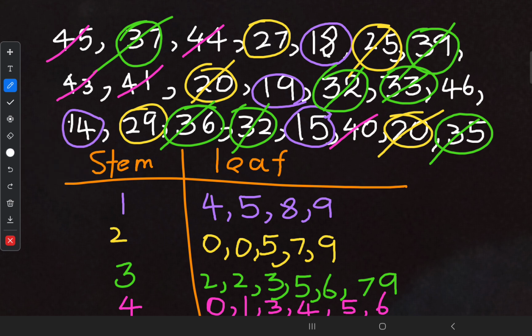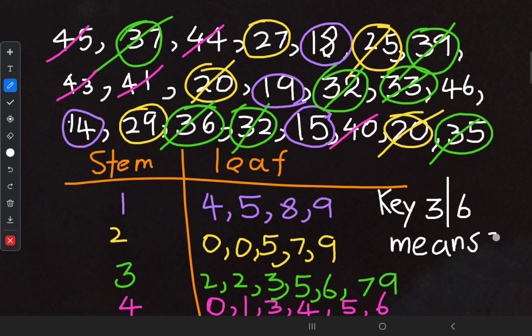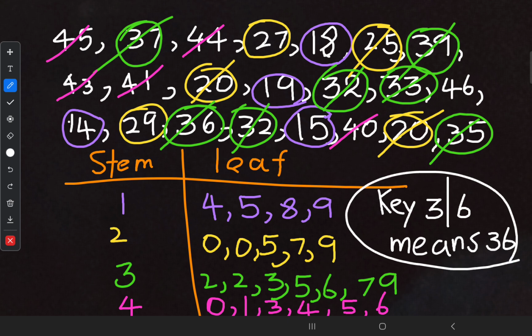After that, for your reference, you can indicate anything. 3/6 means 36. That's all for our answer. This is the way you should indicate your stem and leaf diagram.